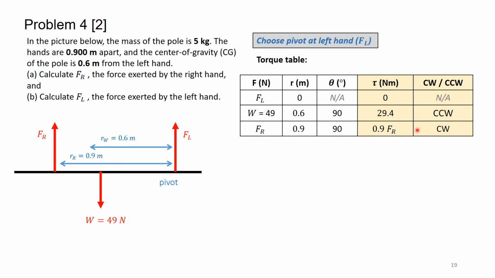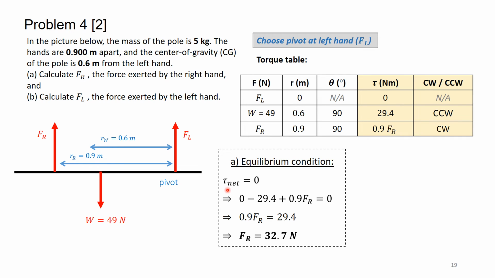Now use the equilibrium condition: add up all these torques with the correct signs and set them equal to 0. So you have 0 = negative 29.4 plus 0.9 FR. Rearrange, solve for FR, and you get 32.7 newtons. So this time FR is more than half the weight, because the weight is located closer to FR than FL. So FR has to be bigger.